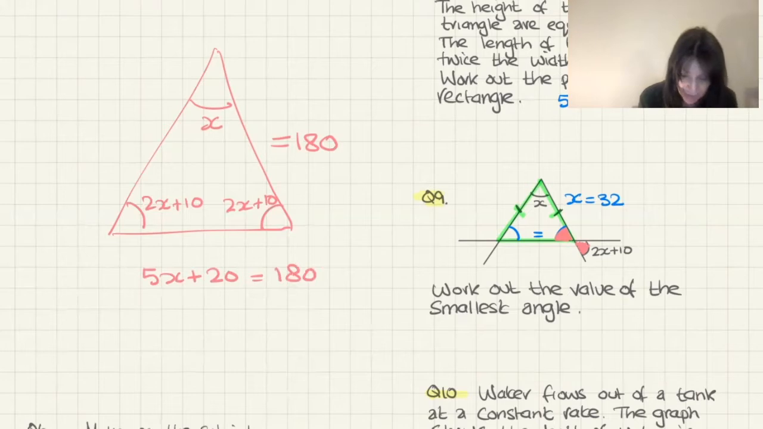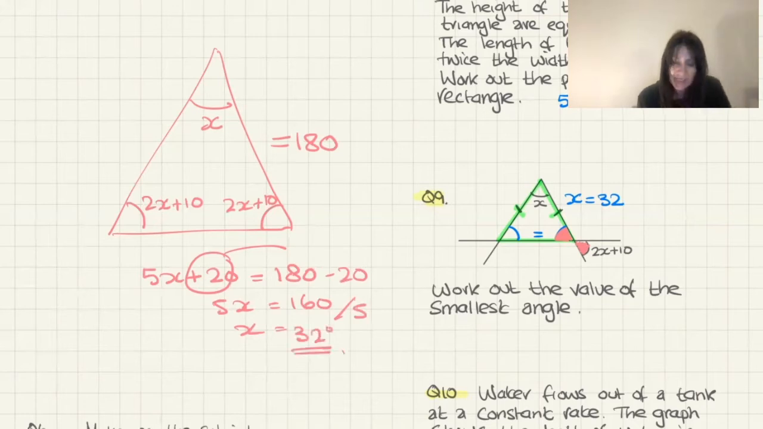So now I'm going to go down and get x on its own. When I divide through by the 5, x is equal to 32 degrees. And I know that that is the smallest without having to double check, because obviously that's 2x plus 10, so it's got to be bigger, hasn't it? So that was question 9.